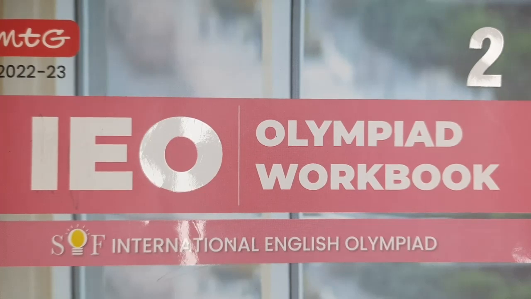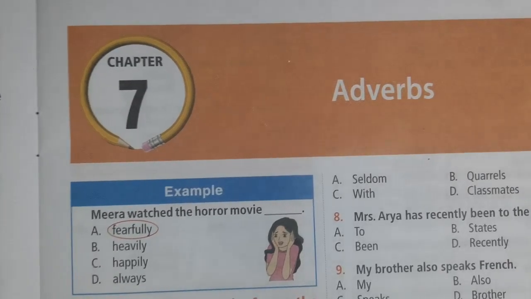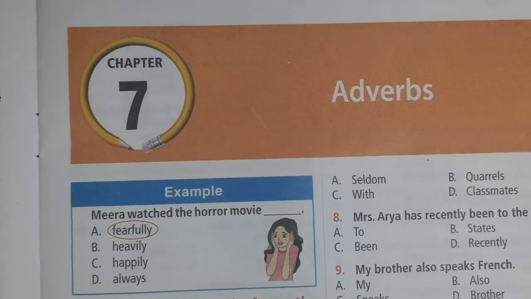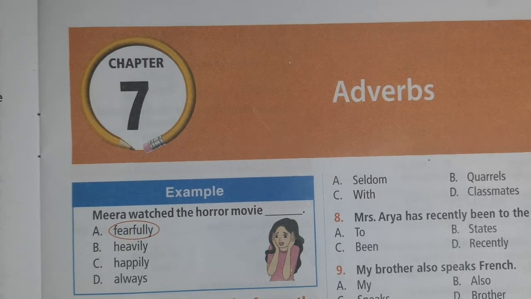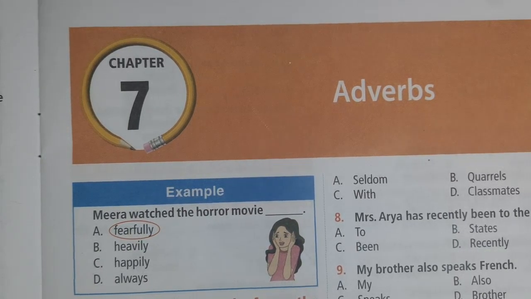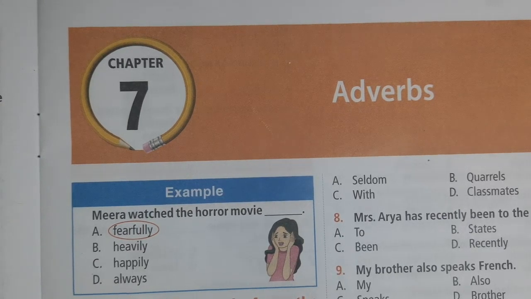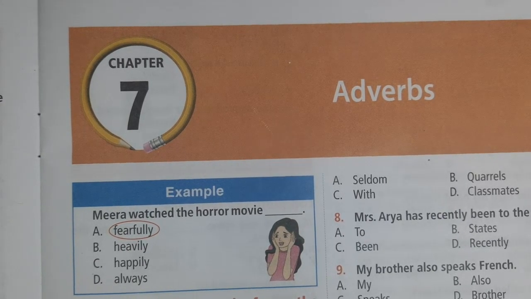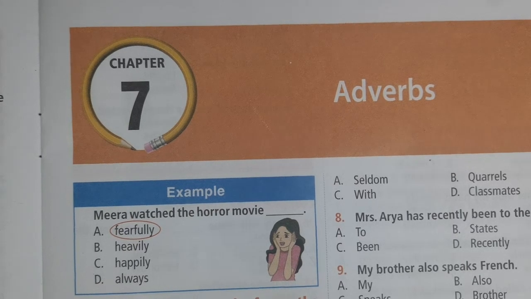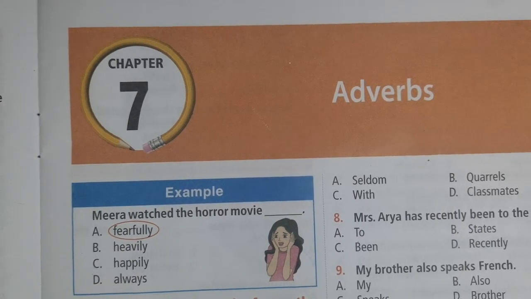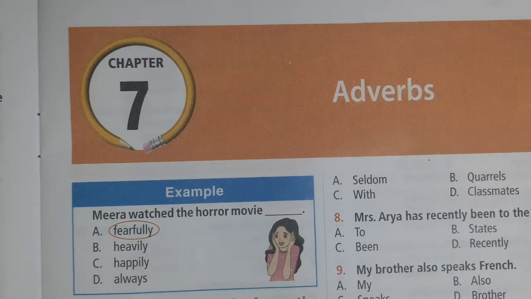Today, we will be discussing IEO International English Olympiad Class 2, Chapter 7 Adverbs. So, what are adverbs? An adverb is a word that adds more information about place, time, manner, cause, or degree for a verb. In short, it gives you more information about a verb. So, she walks slowly. How did she walk? Slowly, right? So here slowly is the adverb.